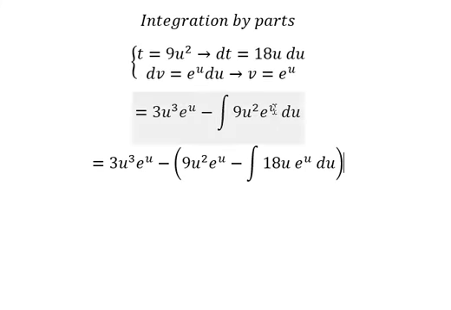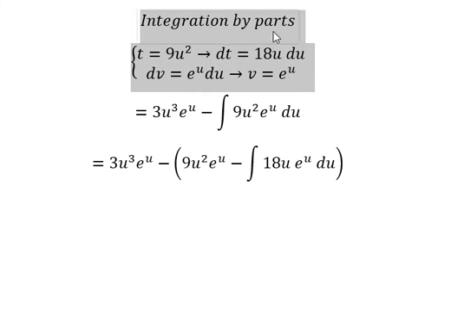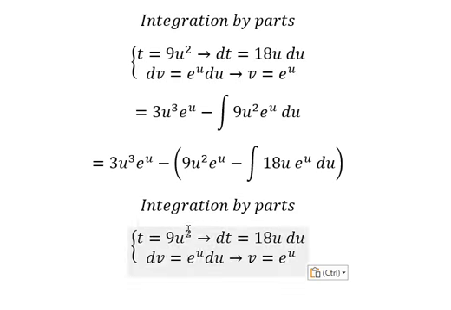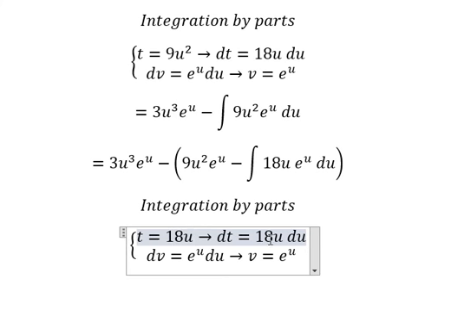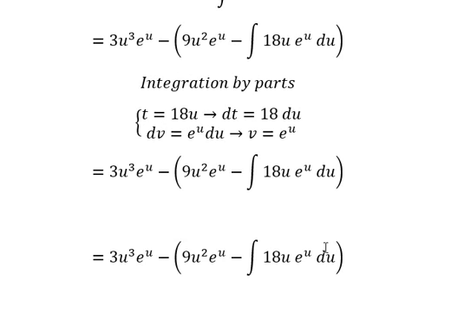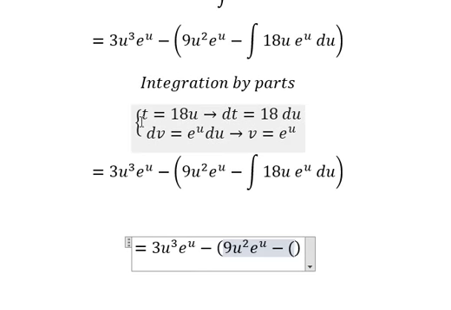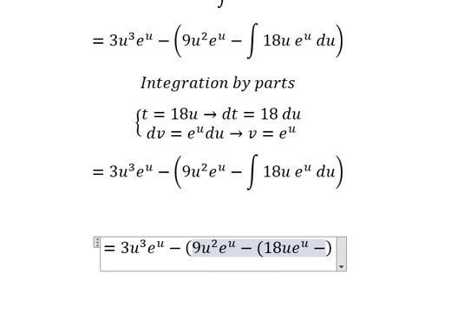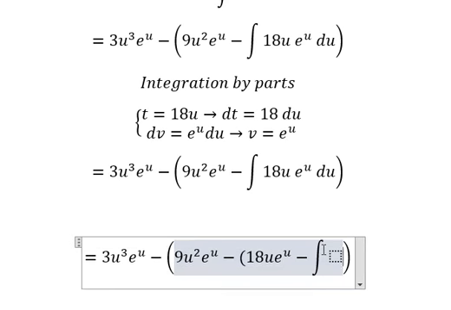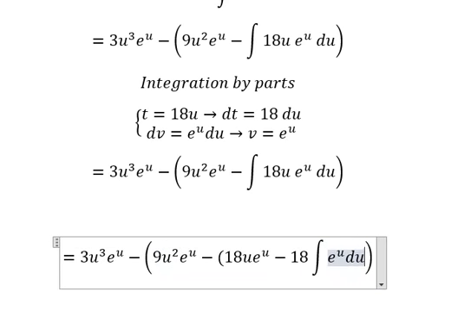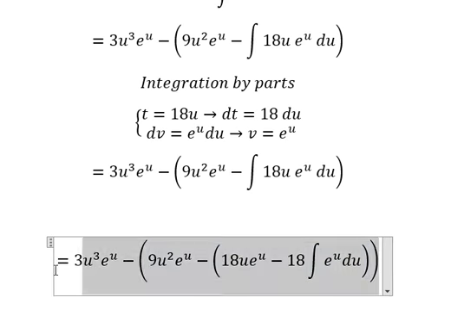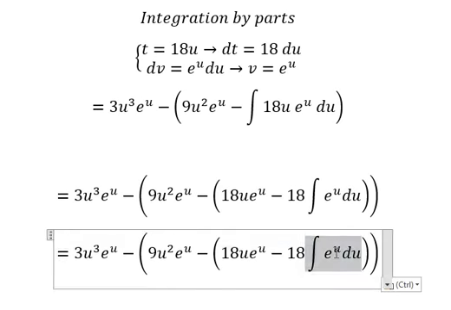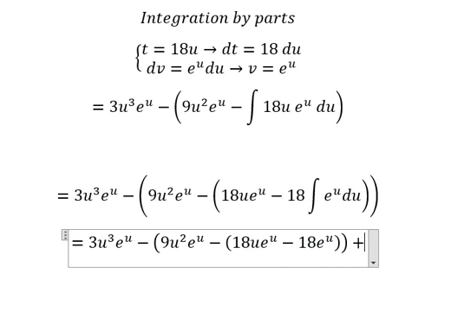Next, we continue using integration by parts again. So this time that is about 18u, and this one you got 18. So for this one, we have t multiplied by v, minus we have the t multiplied by v, so we have the integration of 18 e to the power of u du. This one we have e to the power of u, and later I will put c.